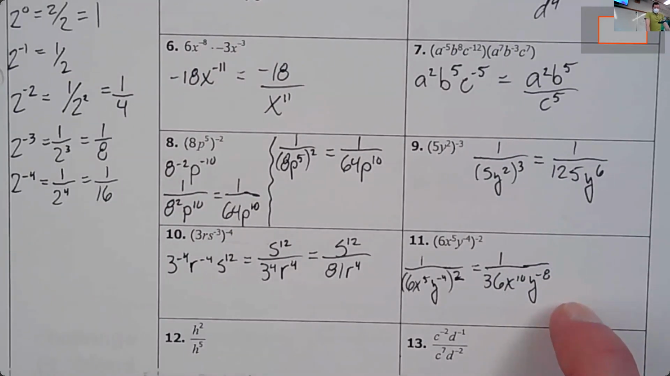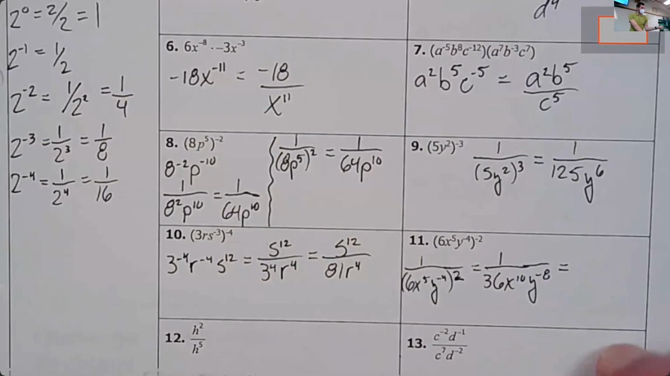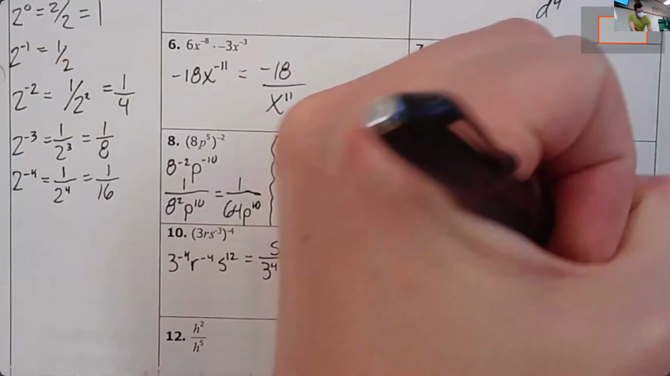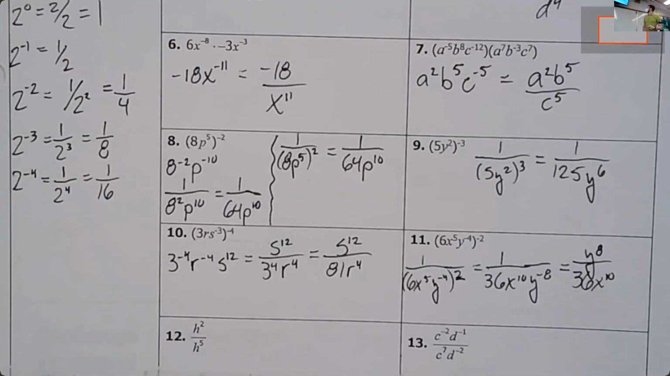If you have a negative exponent on the top, to make it positive, you move it to the bottom. So if you have a negative exponent on the bottom, to make it positive, you just move it to the top. So it's exactly the opposite. Wherever it's negative, move it to the opposite side of the fraction, and that'll make your exponent positive. So that'll give us y to the 8th power over 36x to the 10th. That'll be our answer for number 11.